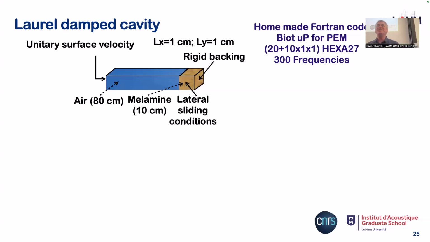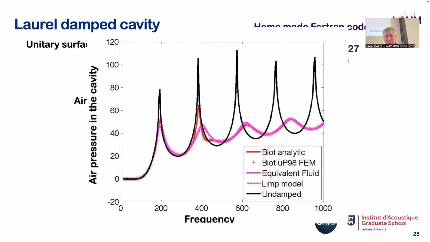The first one is the classical Kundt's tube. You have an air cavity with imposed velocity and then a rigid wall, and the porous material is in sliding condition. We can model this in 3D, but this is a 1D problem. Then we model it in 3D, and what we have here is the pressure in the cavity. I take a zero reference because this is in dB, at zero frequency.